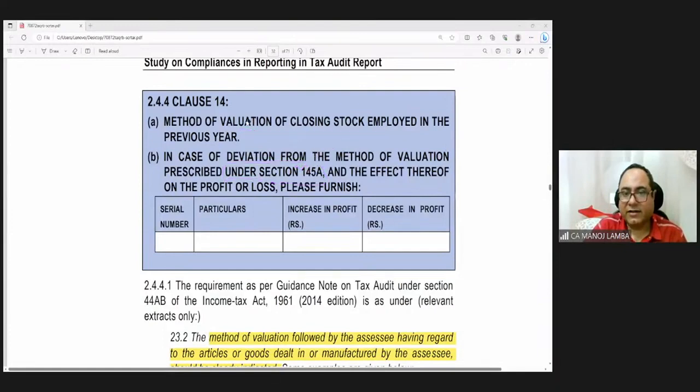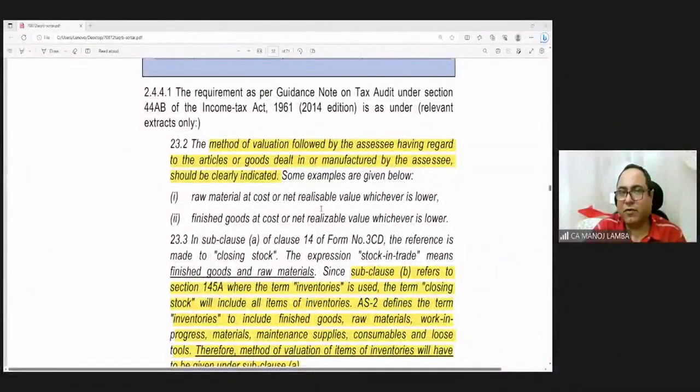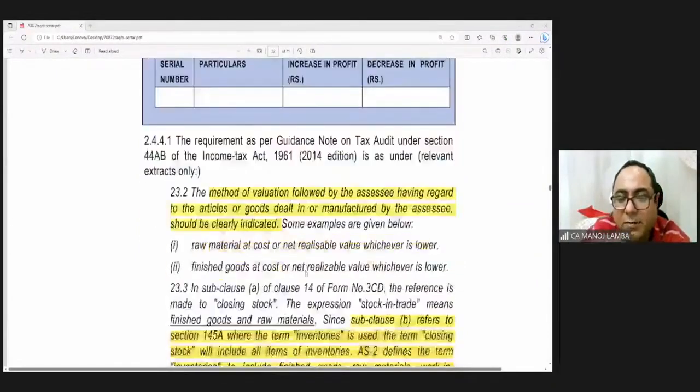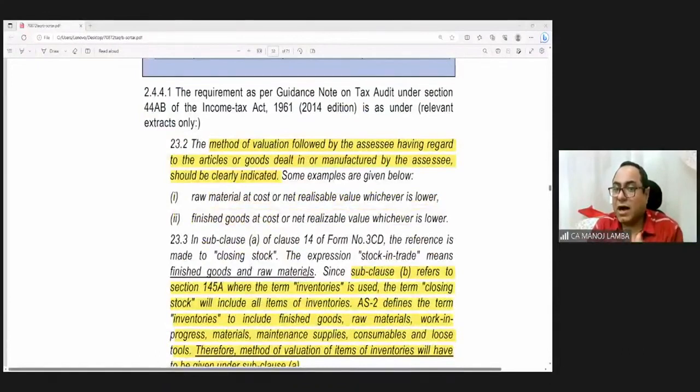What does the guidance note say? The requirement of the guidance note on tax audit under section 44AB of the Income Tax Act is that the method of valuation followed by the assessee, having regard to the article or goods dealt in or manufactured by the assessee, should be clearly indicated. Because it is the method of valuation followed with regard to closing stock. Nowhere is the word inventory used. In form number 3CD, the word closing stock is used, my dear friend. So the method of valuation followed by the assessee having regard to the article of goods dealt in or manufactured should be clearly indicated.